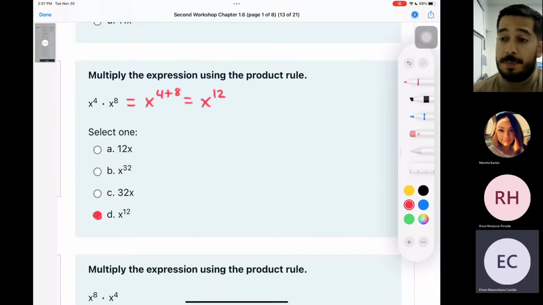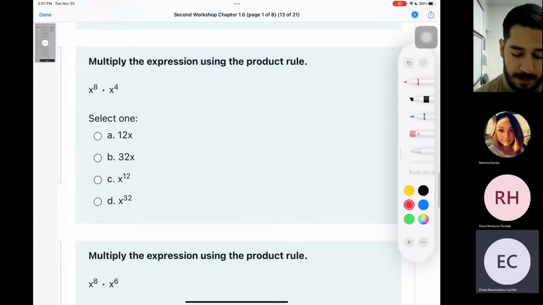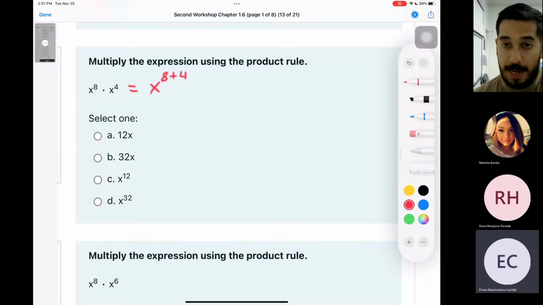These are really, really simple expressions, but we are trying to understand the product rule. Okay, the rule of the products. So what happens when I'm multiplying two variables? Okay, again, what are we going to do here? 8 plus 4 on the exponents. This is because we're multiplying x times x. So x to the power of 12.